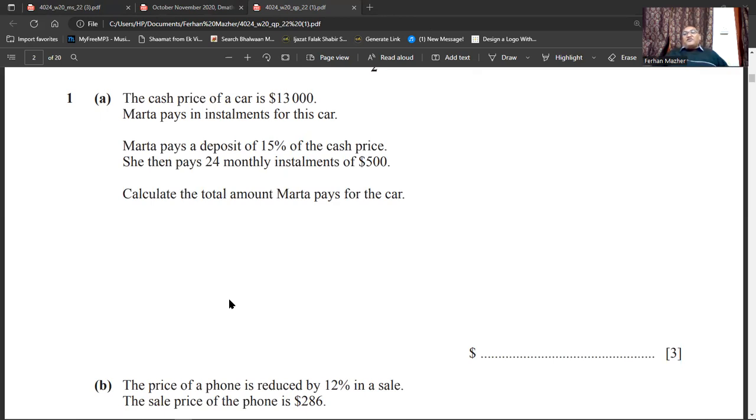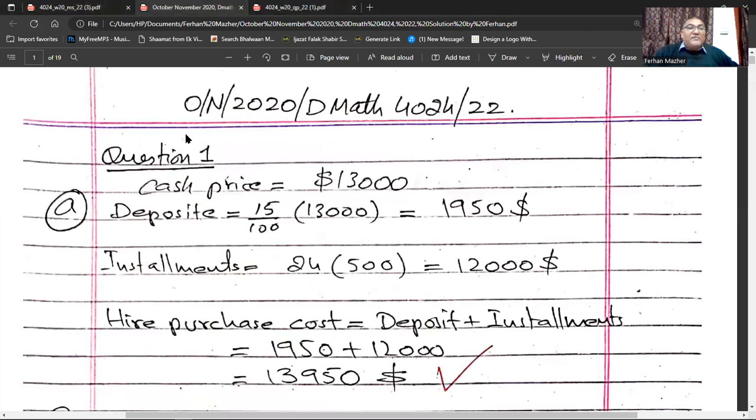We call it hire purchase, or buying a thing on installments. So the total cost of hire purchase is the deposit plus the total of the installments. The deposit is 15% of the cash price, that will be 15% of 13,000, plus 24 multiplied by 500. There are 24 installments. Each installment is $500. So that's the A part.